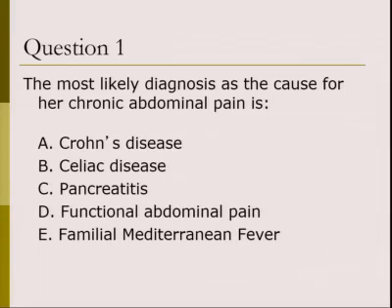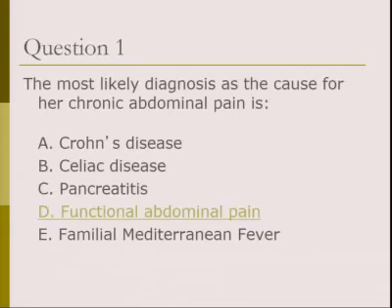So what is the most likely diagnosis as the cause for her chronic abdominal pain? So this is your first question. A, Crohn's disease, B, celiac disease, C, pancreatitis, D, functional abdominal pain, or E, familial Mediterranean fever. See, we all can go home and go back to sleep.